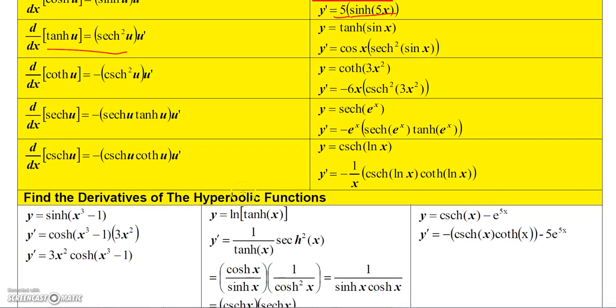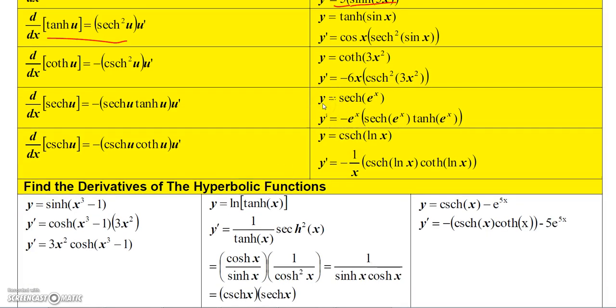Okay, and then the next one here, I have the hyperbolic secant of e to the x. So in this case, u is e to the x. The formula for the derivative of hyperbolic secant is minus hyperbolic secant of u times hyperbolic tangent of u times u prime. So I have the minus hyperbolic secant of e to the x times hyperbolic tangent of e to the x, and then times the derivative of e to the x, which is e to the x. And of course the minus comes from the formula that has a minus there.